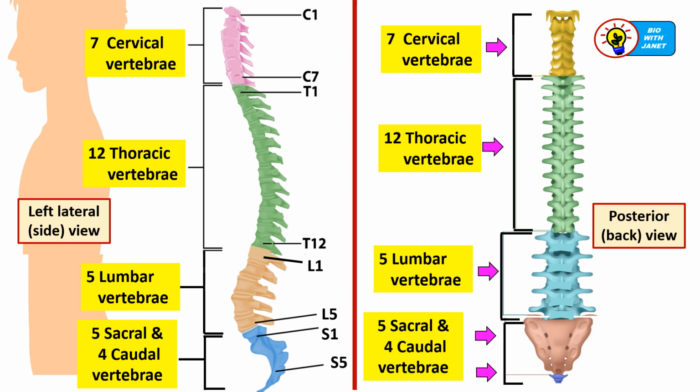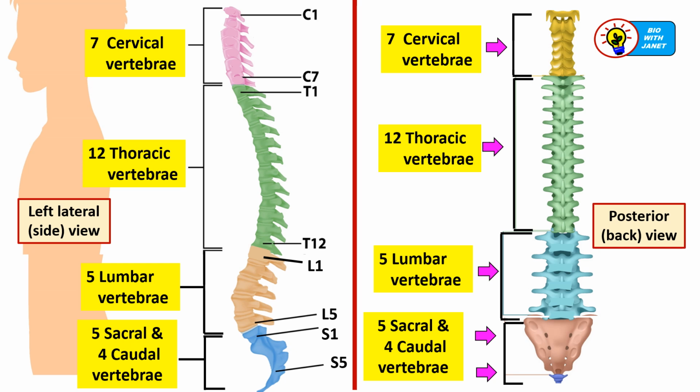Now, for the thoracic vertebrae, T1 to T12, it is in the region of the thorax and it articulates with the ribs. It is more or less moderate in size compared to the other vertebrae, M size. So the centrum is moderate in size, as you can see here.